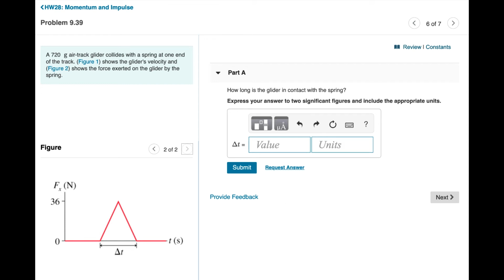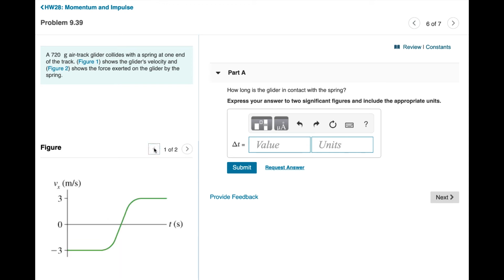But I can use my impulse momentum law, because I know that the area under this graph is equal to the change in momentum. So the first thing that I want to do is calculate the change in momentum, calculate the impulse. Well, the final velocity is 3, and the mass is 0.72. So the final momentum is 3 times 0.72. The initial momentum is 0.72 times negative 3. That's the way you want to go.